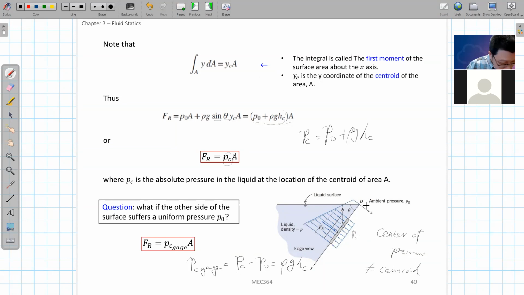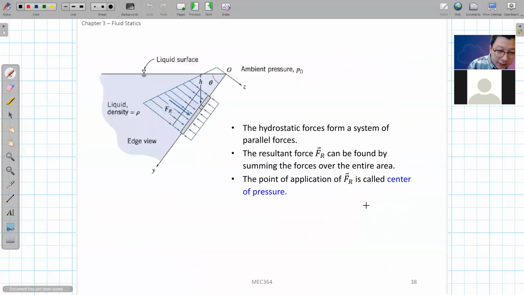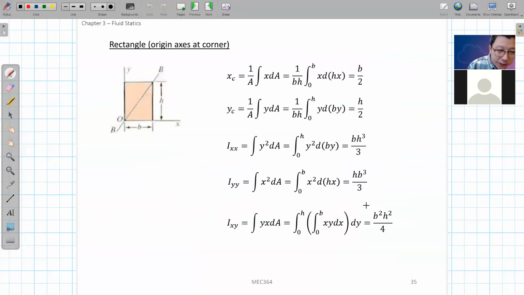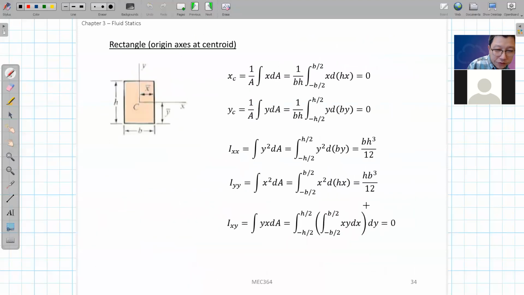Before we do that, I want to have a very quick math review of the concepts of the so-called centroid, first moment of area, and second moment of area, so that we are on the same page when we use these concepts later on. You should already be familiar with this from your statics class.